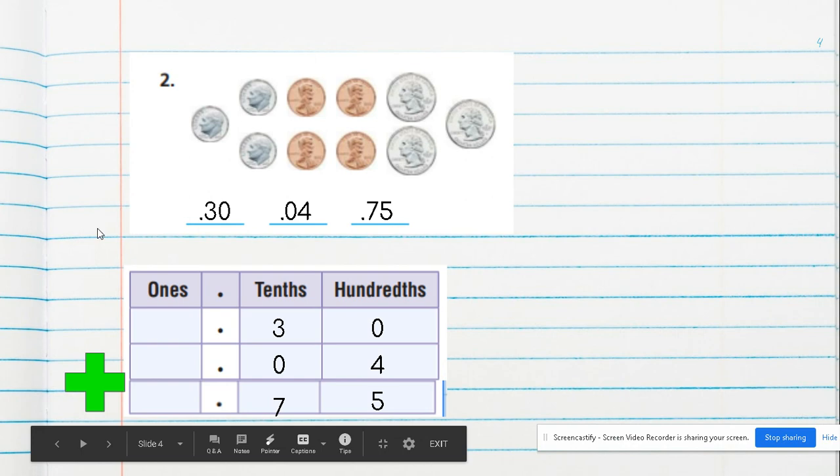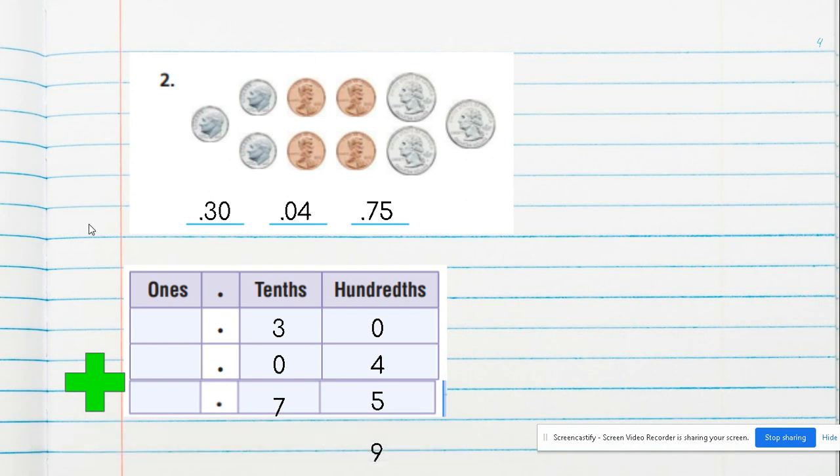Now I'm ready to add. 4 plus 5 is 9. 7 plus 3 is 10. I have to regroup to the next place value, so it takes it to the ones. If I count all my money together, I have $1.09.